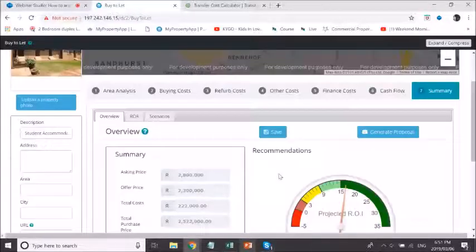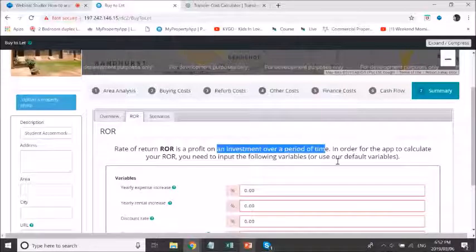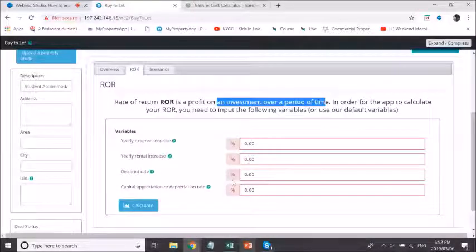Now, what's quite handy about the phase 2 of the app is you can see here there's a tab called ROR. So the ROR is the rate of return, and it tells you how an investment will do over a period of time. Essentially, what we're saying here is that as time goes on, will this deal still make sense, assuming there's a certain rental escalation as well as an expense escalation?